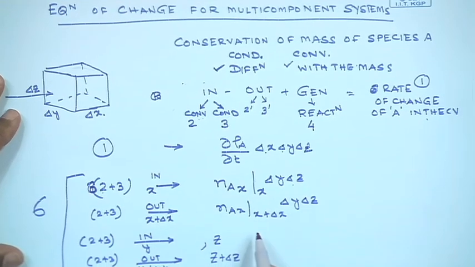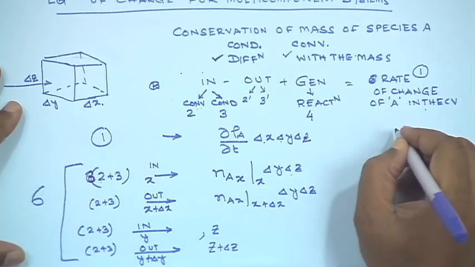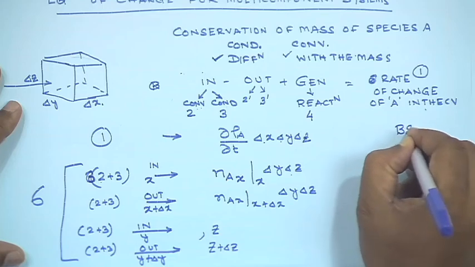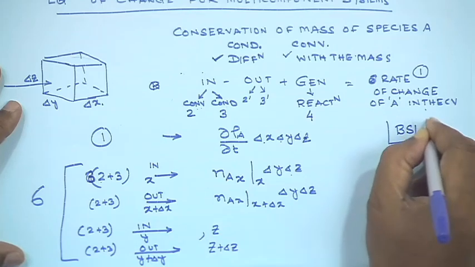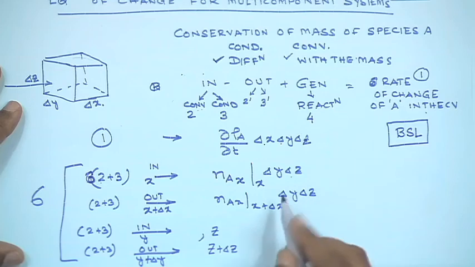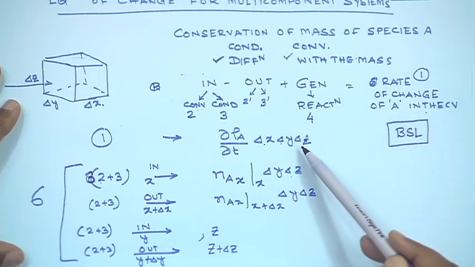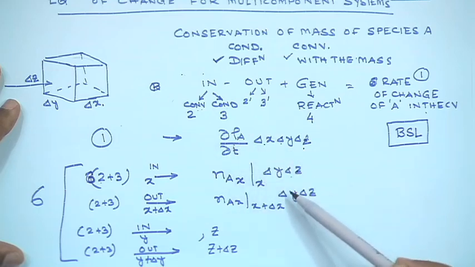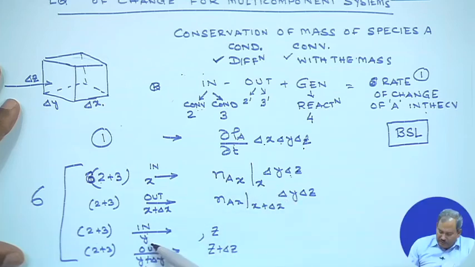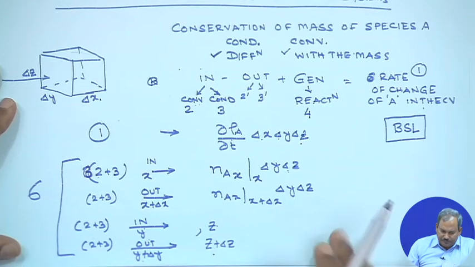I am not writing all of them. The derivation of this is provided in Bird-Stewart-Lightfoot, so you can see Bird-Stewart-Lightfoot for a complete derivation. But fundamentally, the rate of change of A in the volume element is this, and these represent the in and out of the x face. Similarly, I should have an in and out at the y face, and in and out at the z plus delta z face.